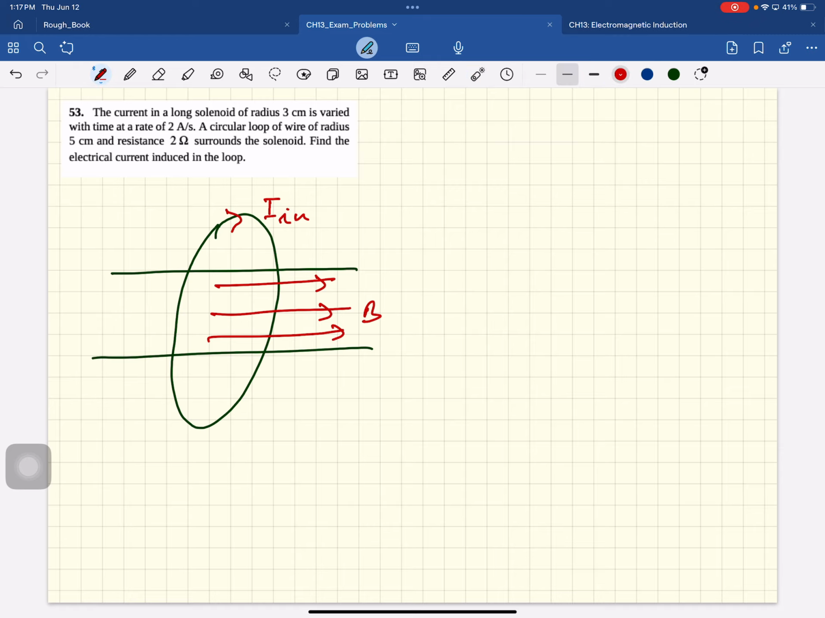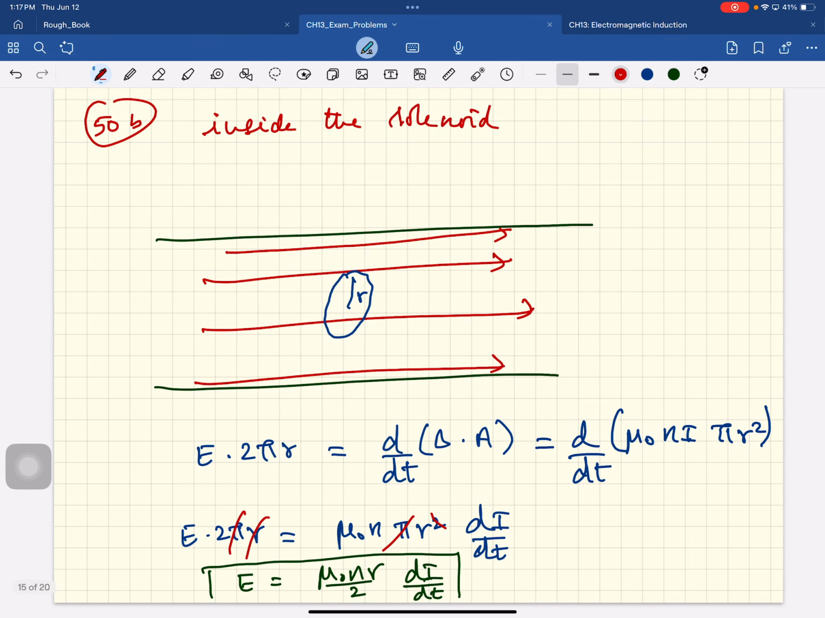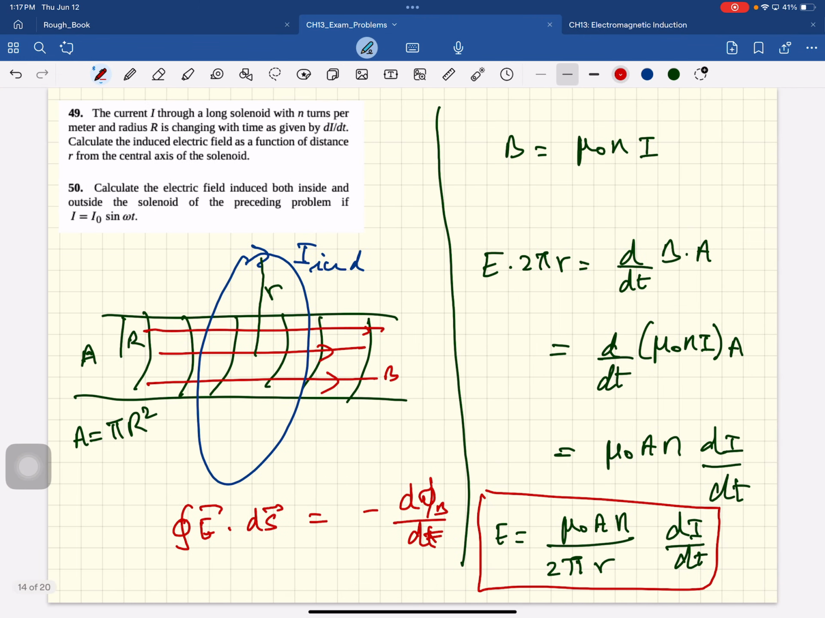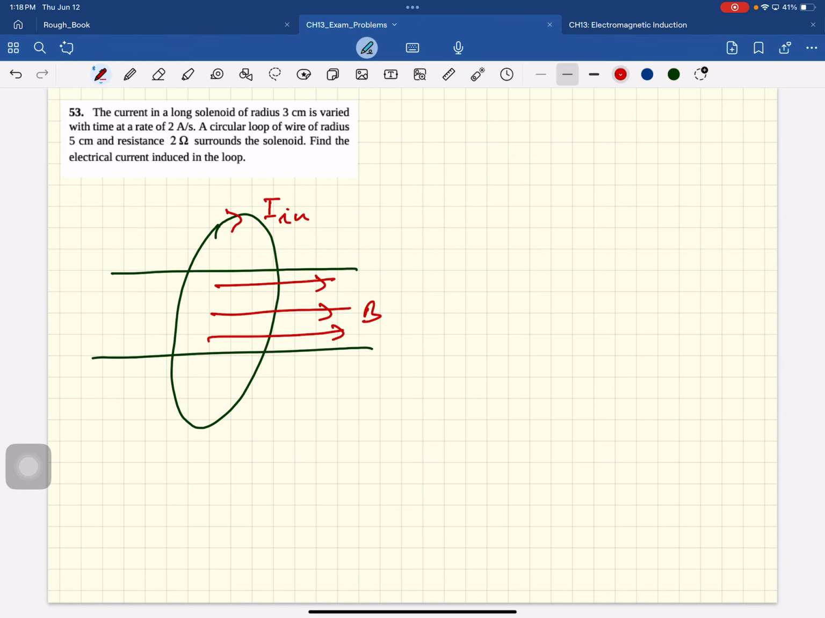All right, so from the previous problem, outside the solenoid, the EMF is mu naught A n di by dt. So the EMF is E times that, which is that. So the EMF is, all right, I'll do it.